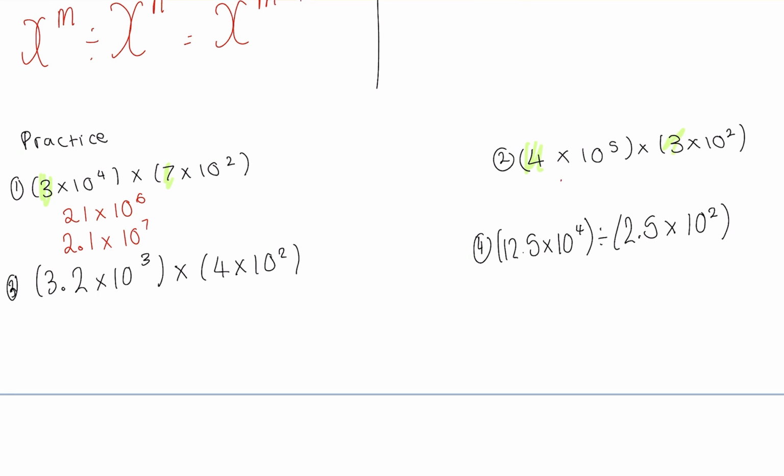So 4 times 3 is 12. Adding your powers of 10 together would give you 7. That's not in standard form. You're going to have to divide by 10 and therefore add 1 onto your power.